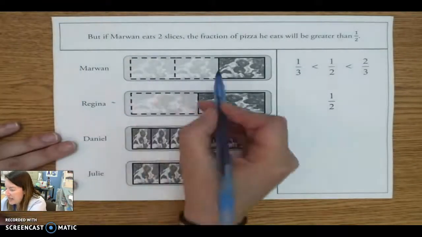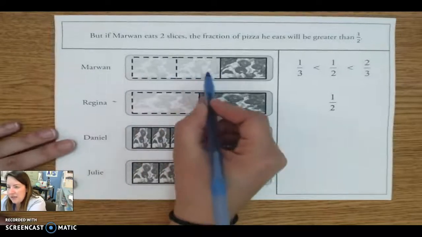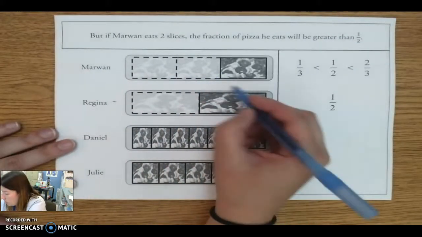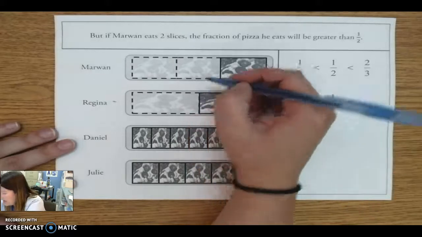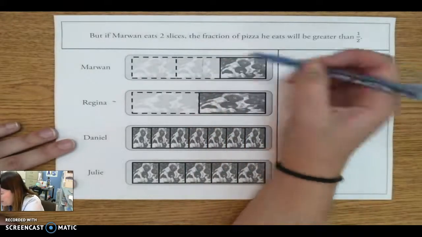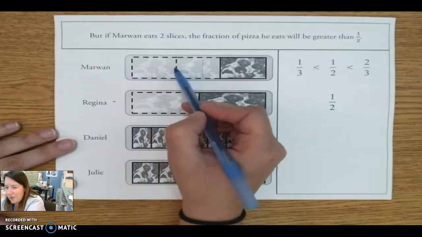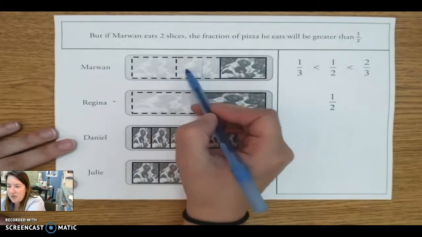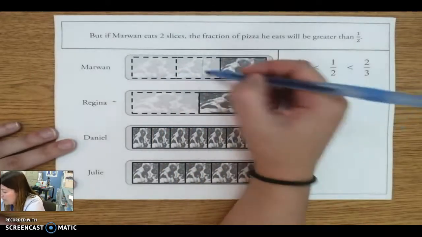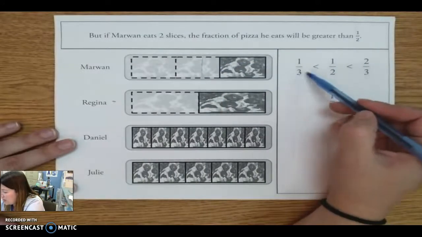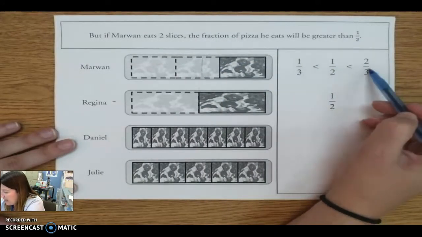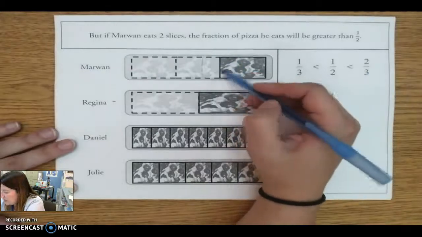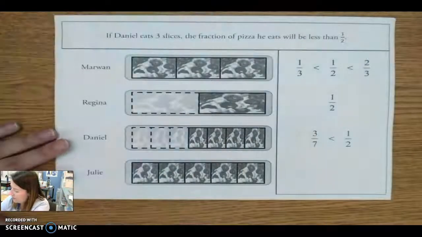But if he eats 2 slices, it's going to be more than the 1/2 mark. Do you see that? Because this would have been half right here. So 1 slice was not quite enough to be half. 2 slices was more than the half. So like a third is less than a half, but the half is less than 2/3. 2/3 is larger than the half.